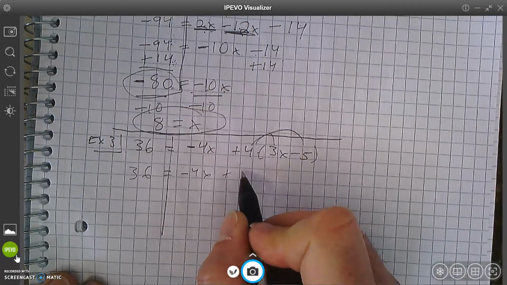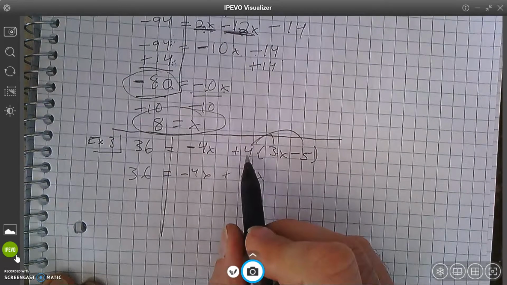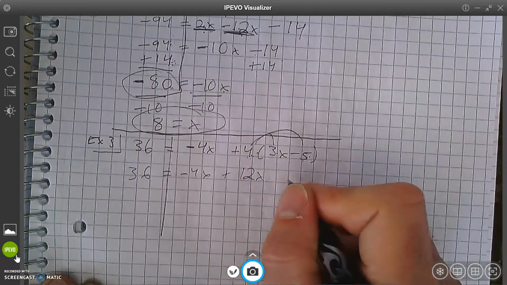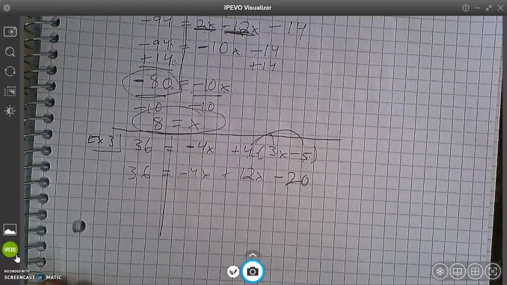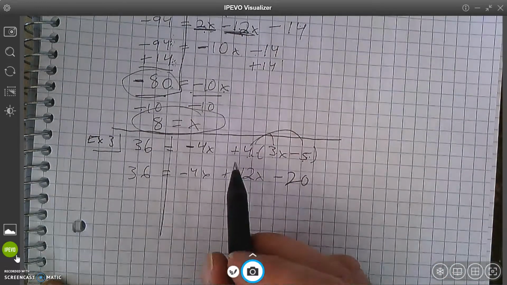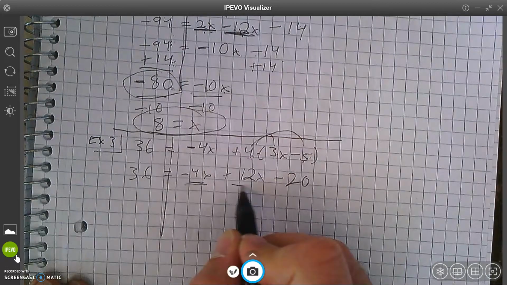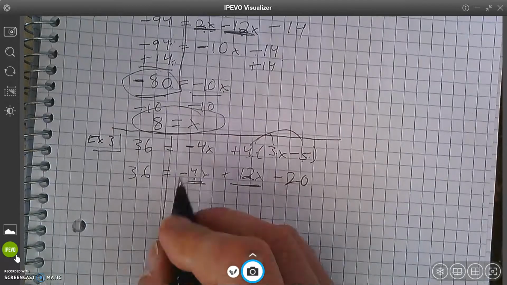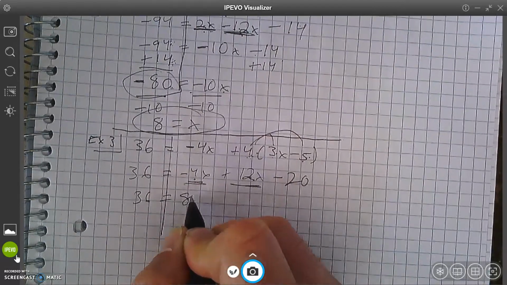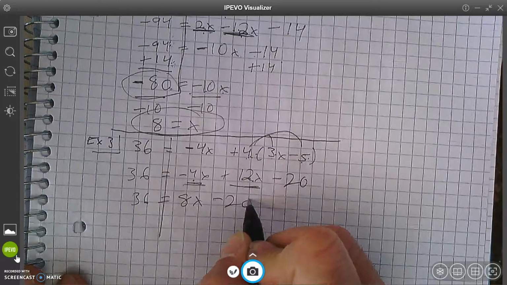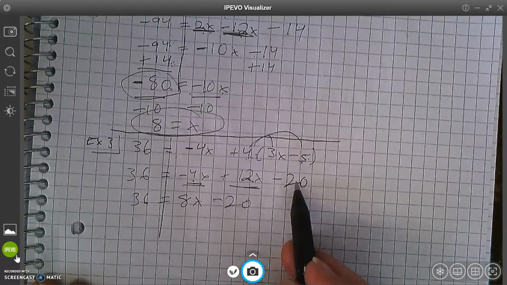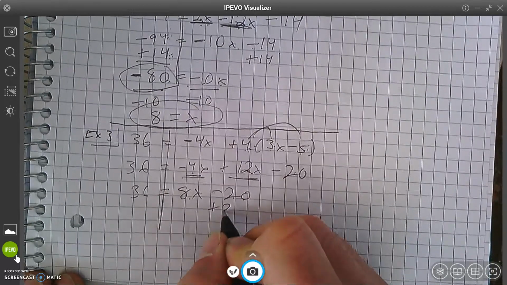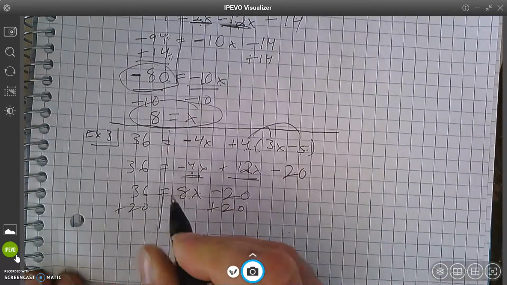4 times 3x is 12x. 4 times negative 5. Positive times a negative is a negative. Okay, second step, combine like terms. Right here and here. 12x minus 4x. So 12 minus 4 is 8. Bring down the negative 20 here. What's the opposite of subtracting 20? That would be adding 20.